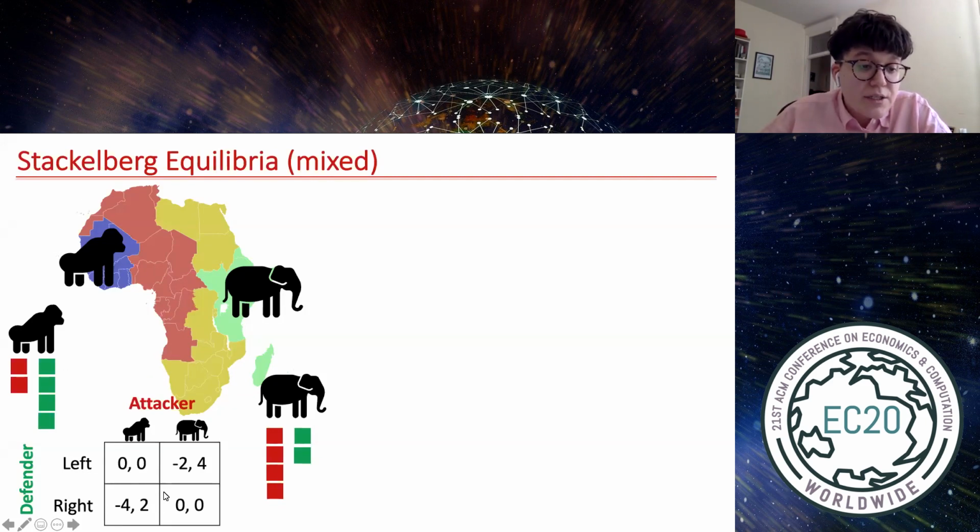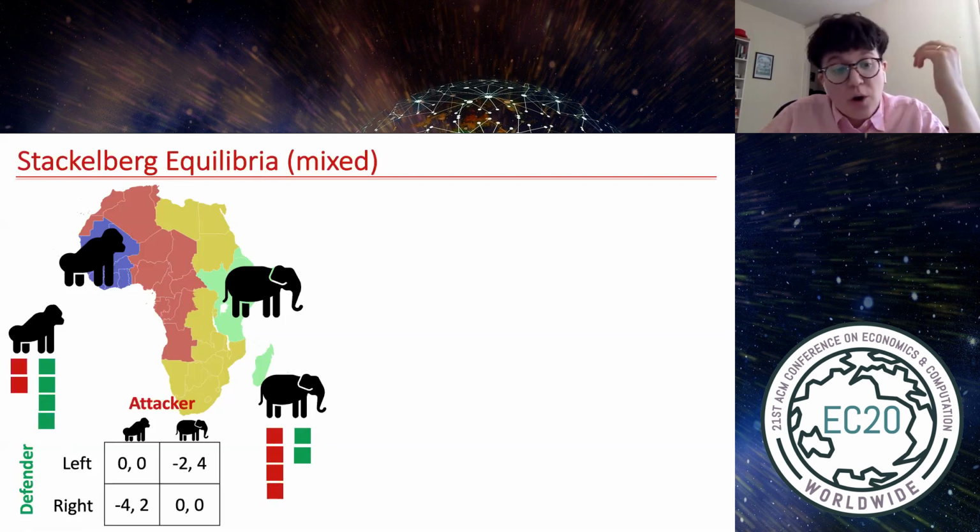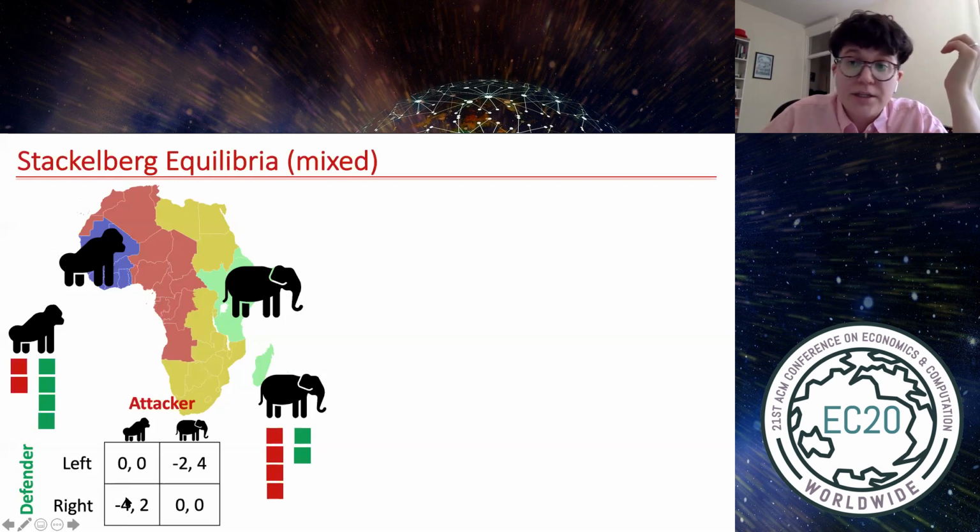Why would I see these types of different payoffs? Well, it's because gorillas are really super important to me. I really need to defend them. I lose a lot if somebody attacks the gorillas and I'm not present there, because gorillas are almost extinct.